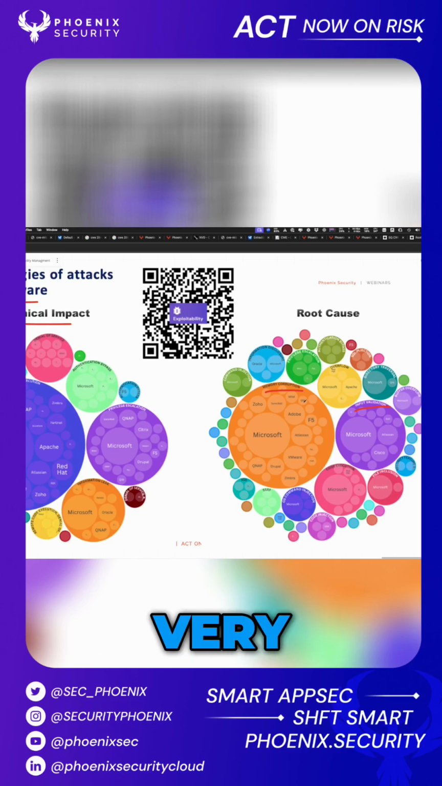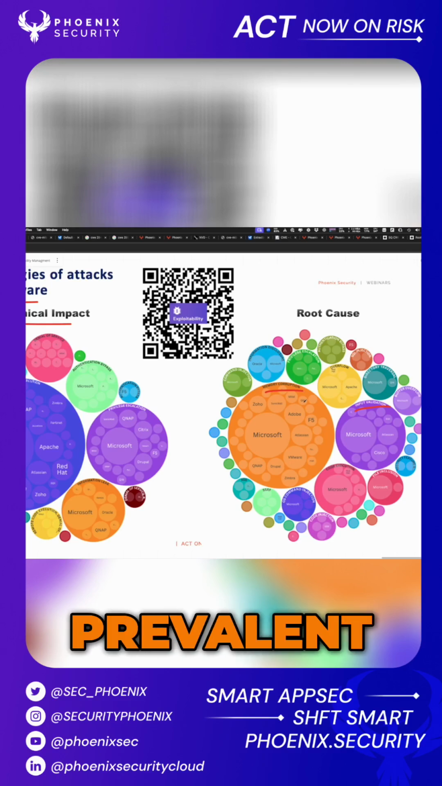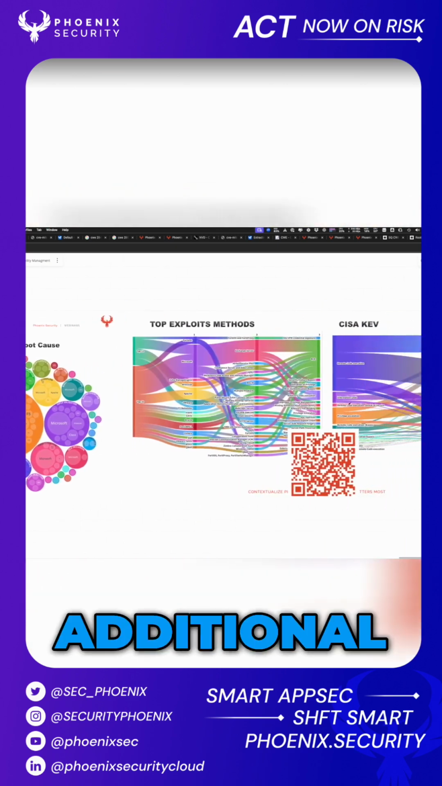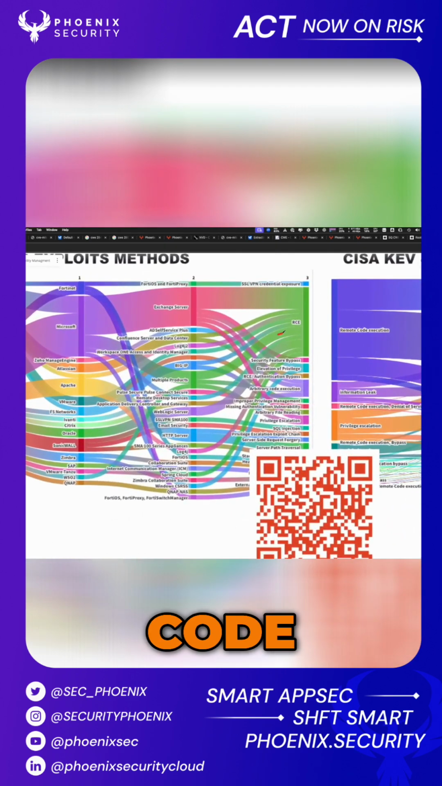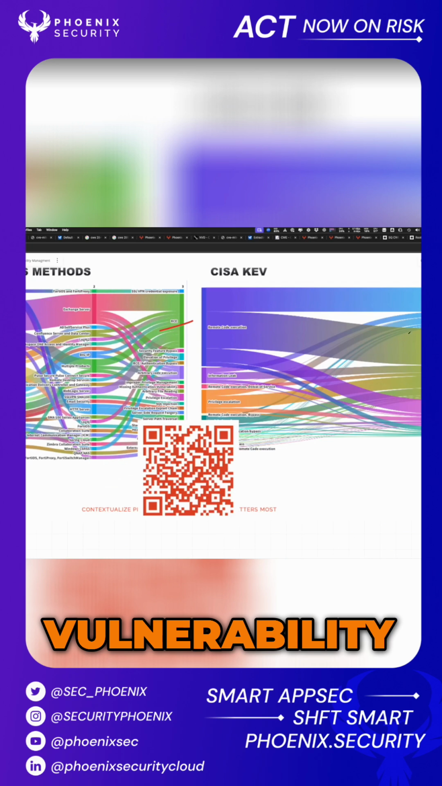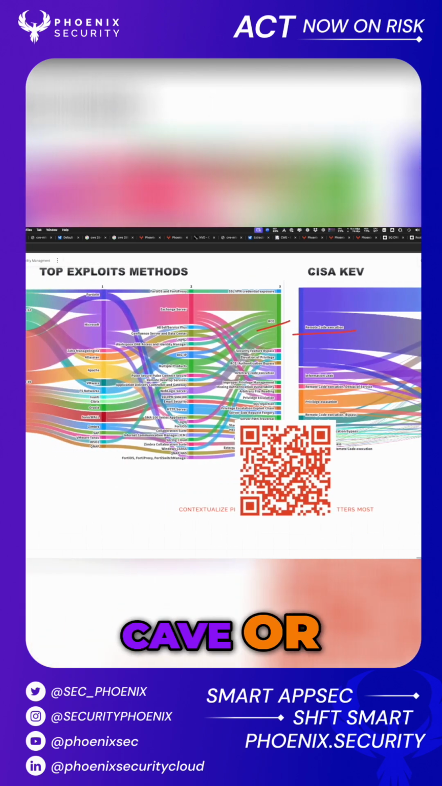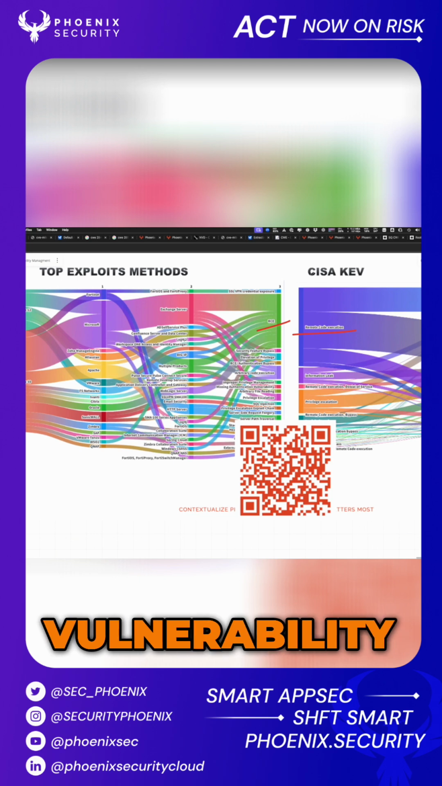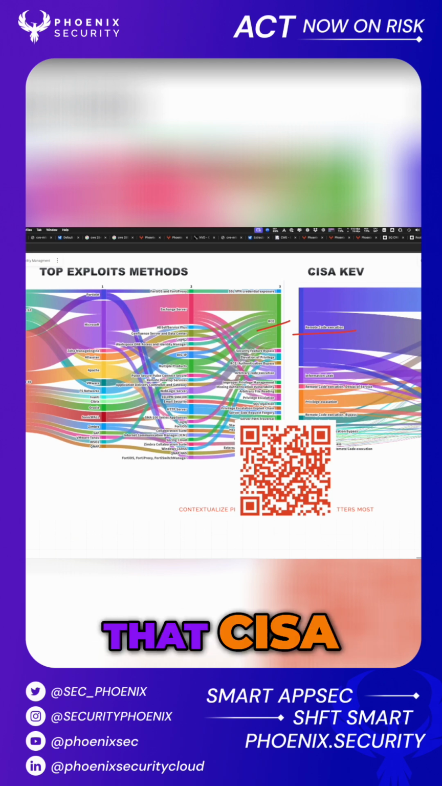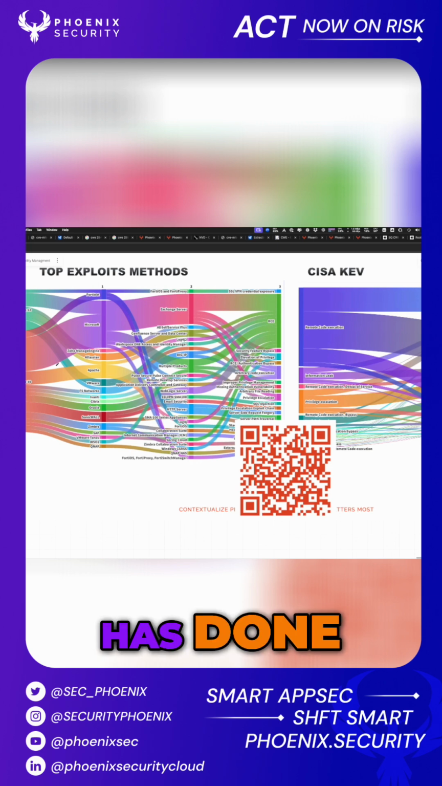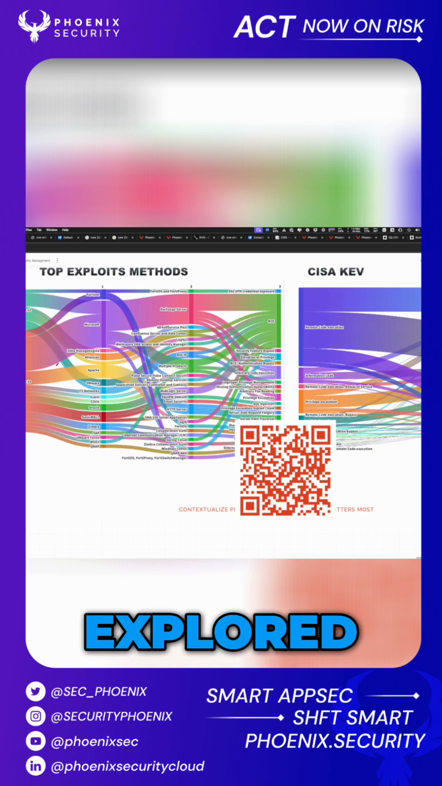Again, those are very relevant vulnerability classes that are exploited at scale. And if you want additional confirmation for remote code execution type of vulnerability over the years as well, for CISA KEV or CISA known exploited vulnerability, this is the study that CISA, the Cybersecurity and Infrastructure Security Agency in the US, has done over the years and has explored this vulnerability.